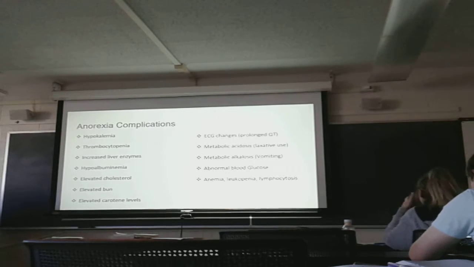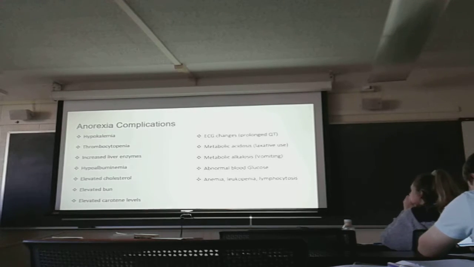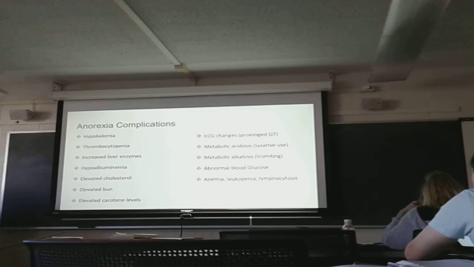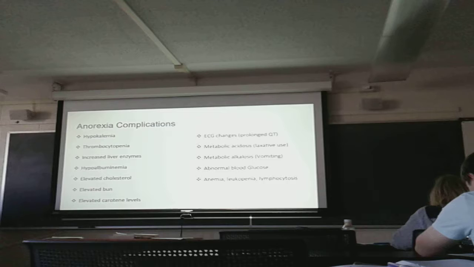High cholesterol, elevated BUN, what's BUN for? Kidney, right? We just talked about that. Elevated carotene levels, I guess it's related to diet. EKG changes, you didn't get cardiac, but at the end of the heartbeat is the QT interval, which I talk about when you take medication. It could prolong, which could cause them to have a cardiac arrest. Metabolic acidosis from using laxatives. Too much vomiting will cause metabolic alkalosis, the blood sugar will be abnormal, and it could cause anemia, leukopenia, and lymphocytosis.